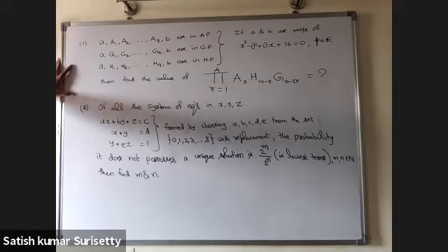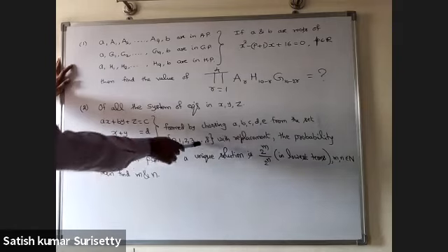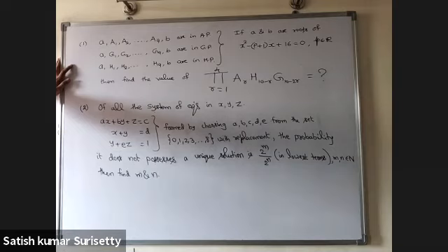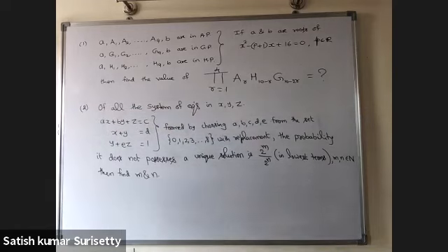Next, second problem. Of all the system of equations in x, y, z of the form ax plus by plus z equal to c, x plus y equal to d, y plus ez equal to 1, formed by choosing a, b, c, d from the set 0, 1, 2, 3 and so on up to 8 with replacement, the probability that it does not possess a unique solution is of the form 2 power m upon 2 power n in lowest terms, where m and n are natural numbers. Then find the values of m and n.